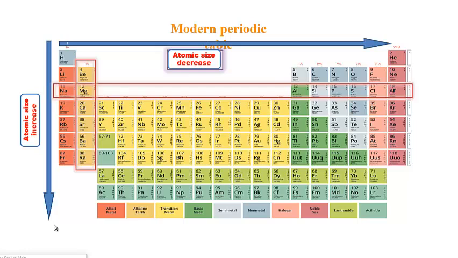Okay, I have a question. Why does the atomic size decrease in the period from left to right? The same thing in the group. Why does the atomic size increase in the group from up to down? Why? Okay.